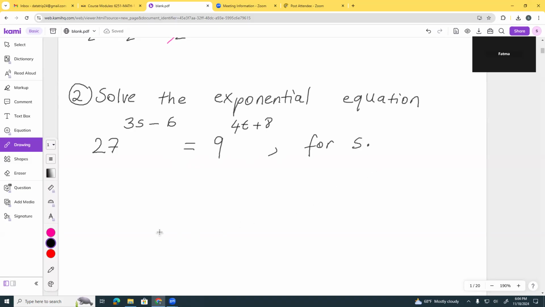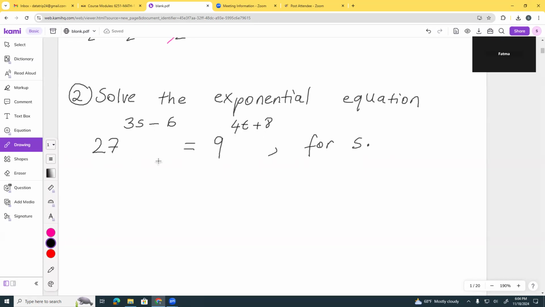Okay, let's read the question again. Number 2 is a lot of letters. It says, solve the exponential equation. And the equation itself is 27 to the power of 3s minus 6 is equal to 9 to the power of 4t plus 8 for s. So we're going to solve this equation for s. We're going to isolate the s. Let me read it again. This is 3s minus 6, and this is 4t plus 8.